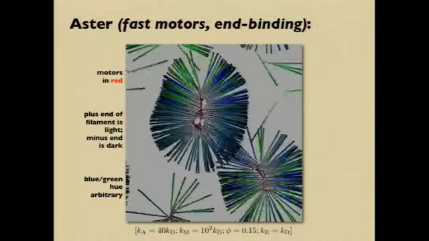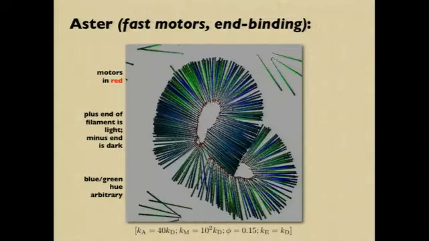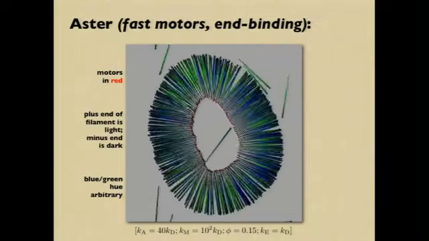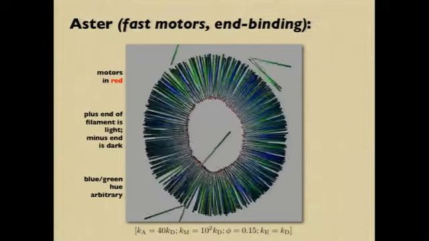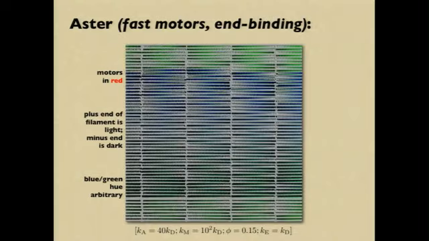In this case, we're looking at here, this is perhaps the simplest one. This is when you have fast motors and a high density of them. So you get this, they go straight to the plus ends of the filaments, and they stay there, and it gives rise to what we're going to call an aster. And you can see immediately the consequence of the excluded volume interaction, because the inner radius here is finite. If you had no excluded volume, you'd imagine that would actually come down to a point.